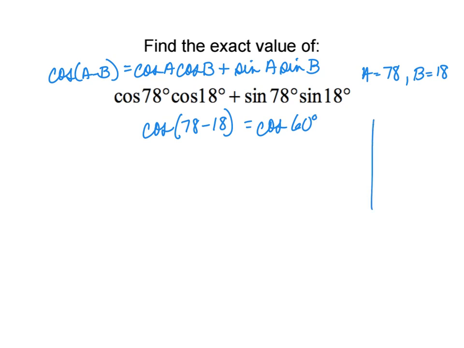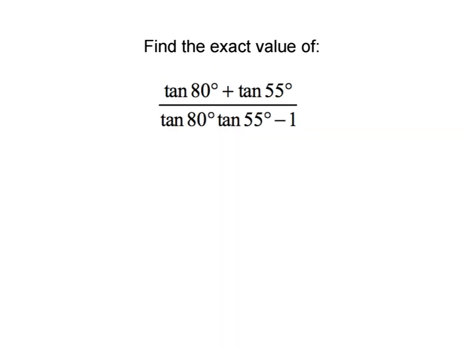Thinking about our unit circle, at 60 degrees, my coordinates are 1/2, square root of 3 over 2. So cosine is x, so cosine of 60 is a half. Now I'd like to find the exact value for this expression. This looks a lot like the sum identity for tangent.